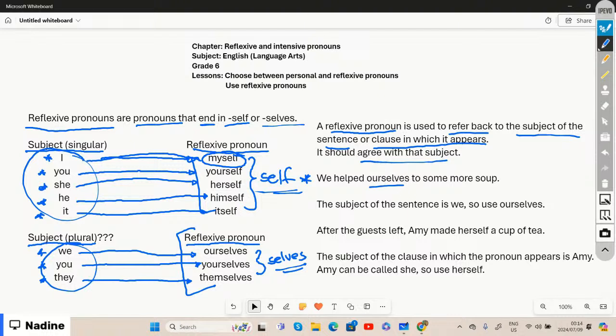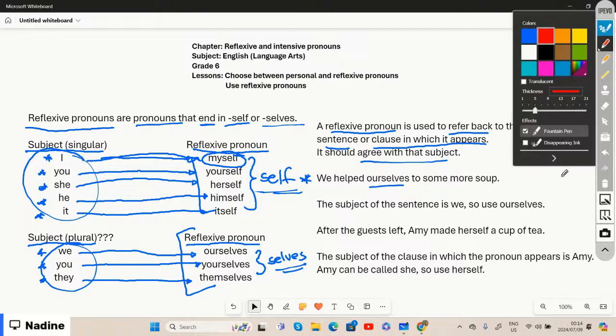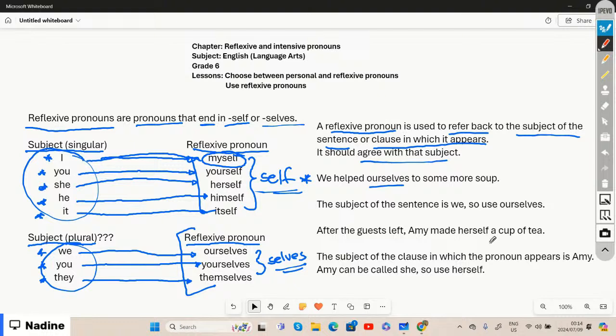If we look at that specific sentence, remember we said that our reflexive pronoun needs to refer to our subject. So if we go to the word ourselves, it needs to refer back to we, the subject, and usually the subject is at the beginning of a sentence. So we is our subject and it refers to ourselves, which is correct because it says we helped ourselves to some soup. Ourselves refers to we, we refers to ourselves, right?